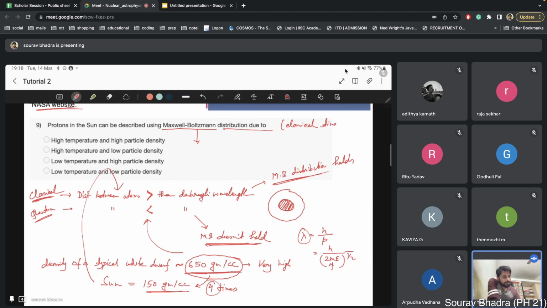So when the sun will be in the white dwarf phase, then this Maxwell-Boltzmann will not be valid. That means the density is low compared to the density of a white dwarf, and the temperature is high enough. So high temperature and low particle density. This law is actually with respect to the quantum regime, that's why it is low particle density. So B is the answer.